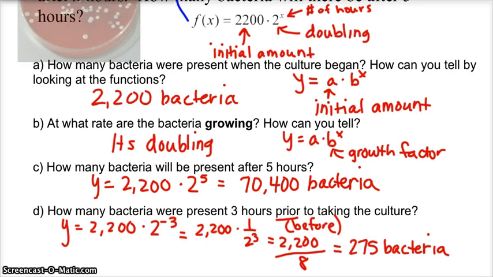If we look at the function, we can see the initial or starting amount was 2,200 bacteria. It's doubling because of the b value. If we plug in 5 hours for x, we can find the amount of bacteria after 5 hours. And we can also see how many were there 3 hours prior to taking the culture.